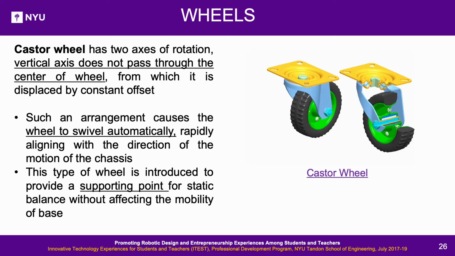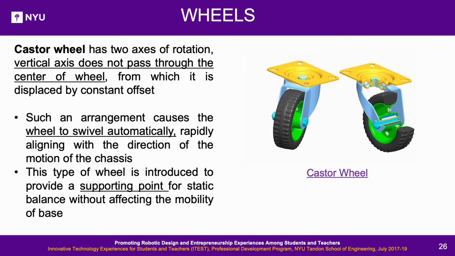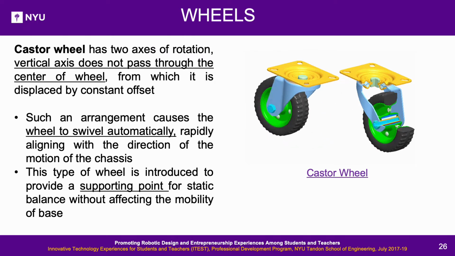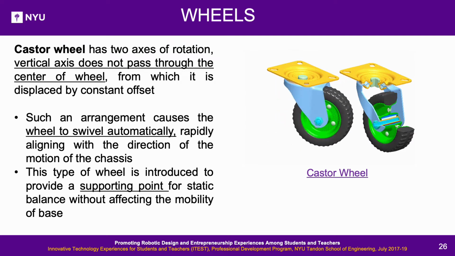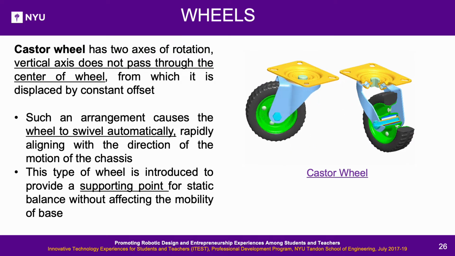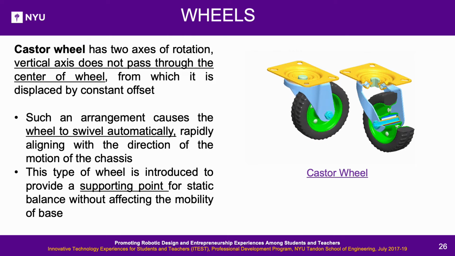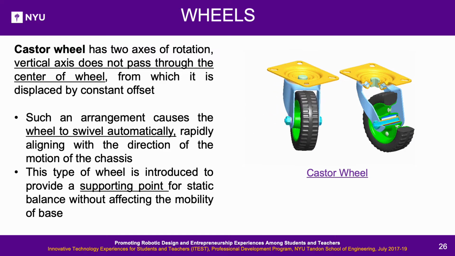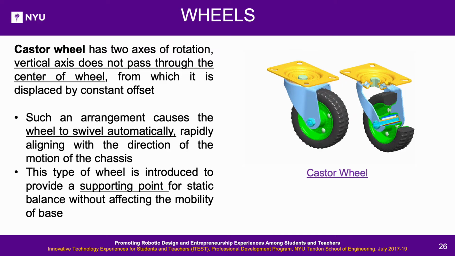The third major classification of wheels is the caster wheel. It has 2 axes of rotation. Vertical axis does not pass through the center of wheel, from which it is displaced by constant offset. Such an arrangement causes the wheel to swivel automatically, rapidly aligning with the direction of the motion of the chassis. This type of wheel is introduced to provide a supporting point for static balance without affecting the mobility of base.